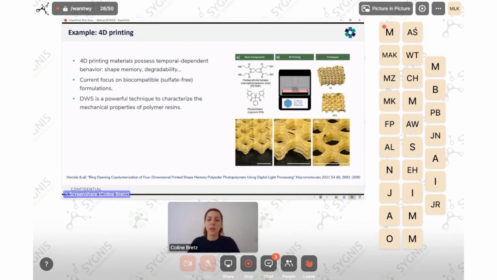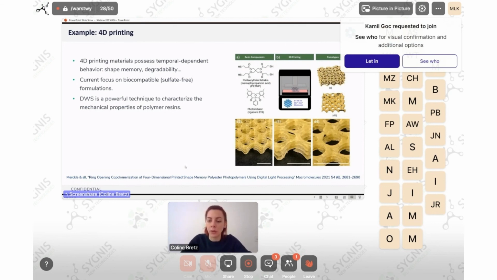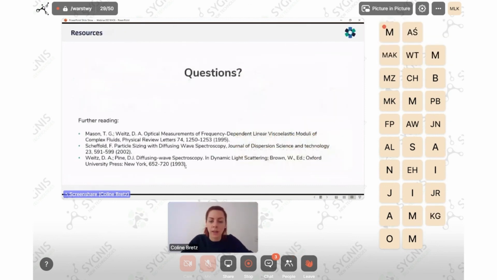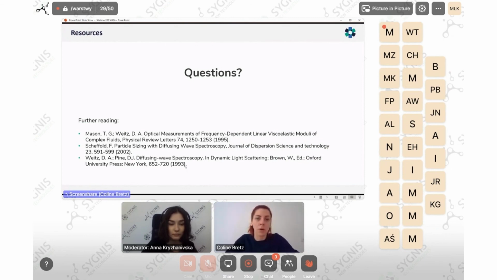And here again, DWS can really help to characterize mechanical properties of polymer resins, because you're looking at a technique that can characterize samples that are sealed relatively fast, with non-evaporation behavior, and also at large frequencies. This is another paper that was published by some customers of ours in the US that you can take also as reference to 4D printing of biomaterials. And at this point, I'm also happy to take questions on the technique and to discuss a little bit more about some other applications that you may be thinking about in DWS.